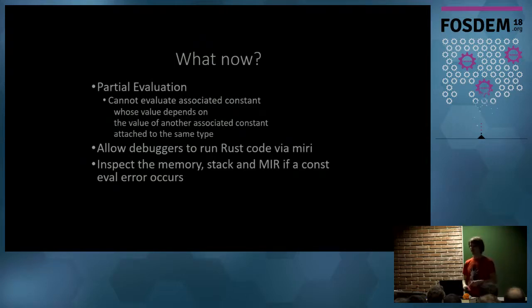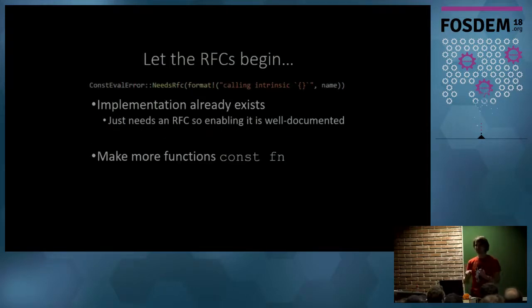But what's even better for you is you can help too. You can write RFCs, because we have a lot of features where the error basically just says it needs an RFC, with some text about what kind of RFC we need. This is literally just a check: if something is not allowed, report this error. And below is the code that would execute if it were allowed. So the code is there. We just need RFCs.